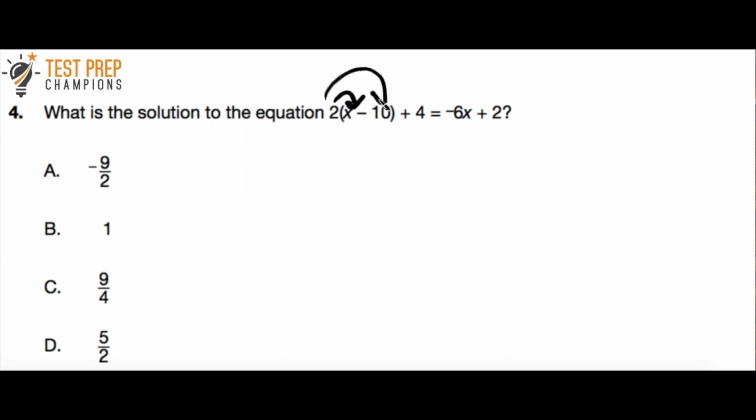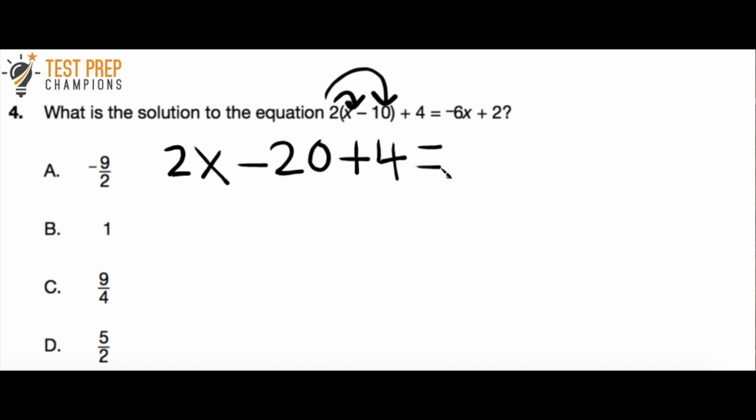What do I mean when I say distribute this 2 here? Well, you have to do 2 times x, so we can rewrite that down here. We're going to do 2 times x, and then you have to do 2 times 10, but we have to take into consideration this minus here. So it's 2 times 10, which is 20, but we bring that minus along. So we now have 2x minus 20. Then we've got plus 4 here, because we're just going to bring that 4 down for a ride because we didn't touch it, and that's equal to negative 6x plus 2.